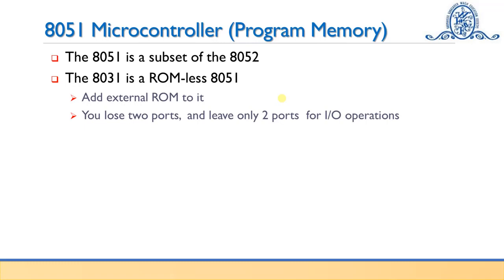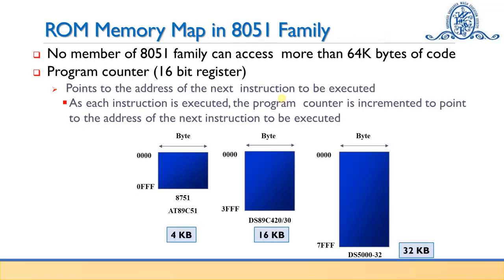Then coming to the program memory again, 8051 is a subset of 8052, and 8031 is ROM-less 8051. So if you remove the ROM from 8051, you get the new microcontroller 8031. You have to add external ROM to it, and to access this external memory, you have to use two ports. A 16-bit address bus is there, so two ports are required.